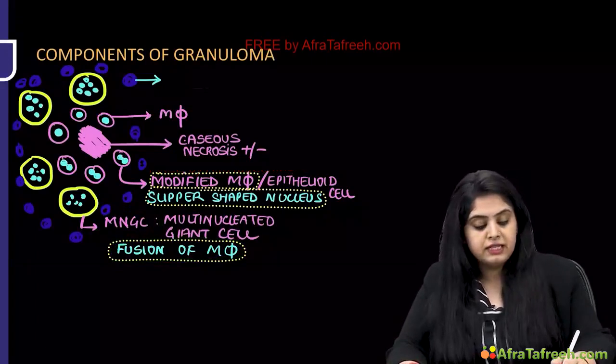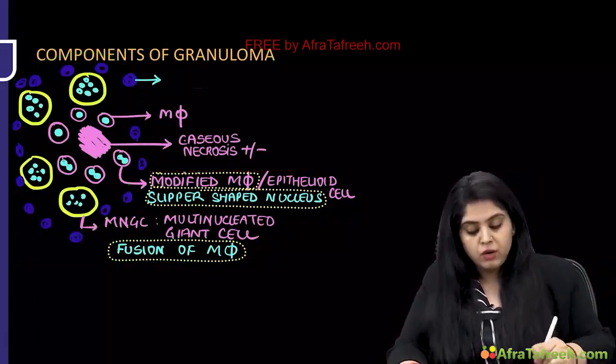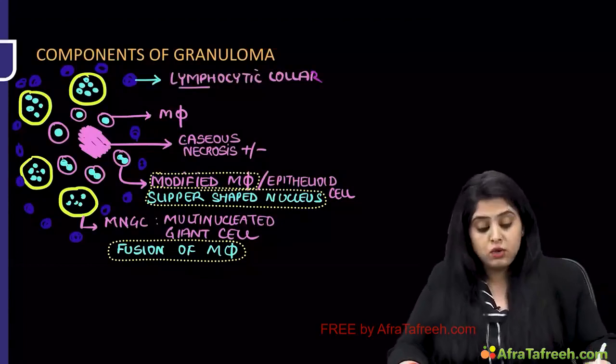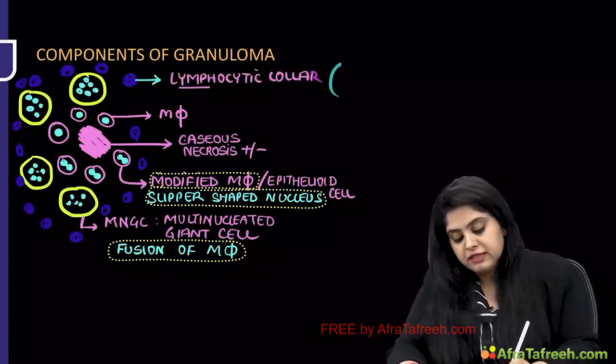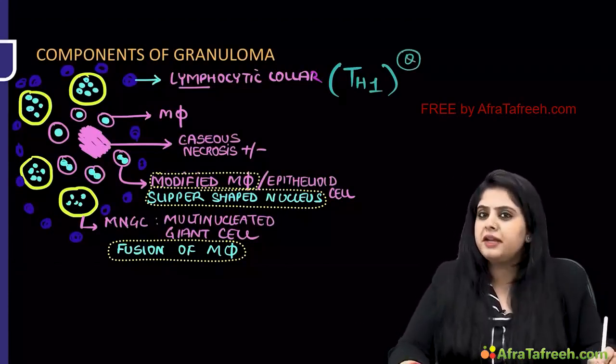Finally, do you see that there is a blue dot-like collar around it? What do you want to call this? That is known as the lymphocytic collar. Do you know which lymphocytes these are? These are T helper 1 lymphocytes. Very important question. They ask you, can you guess why?